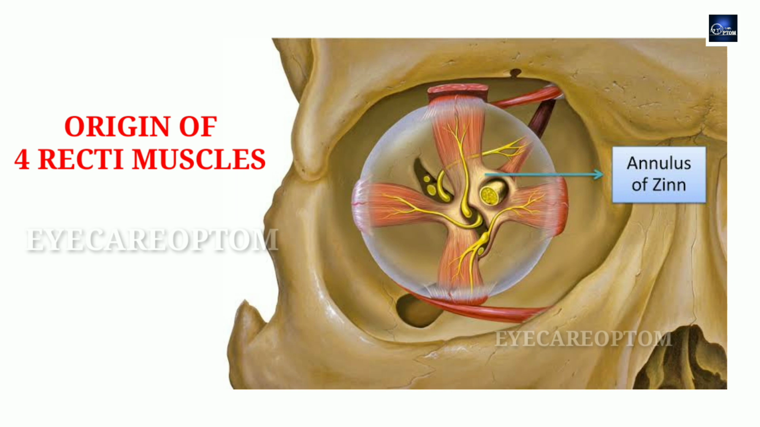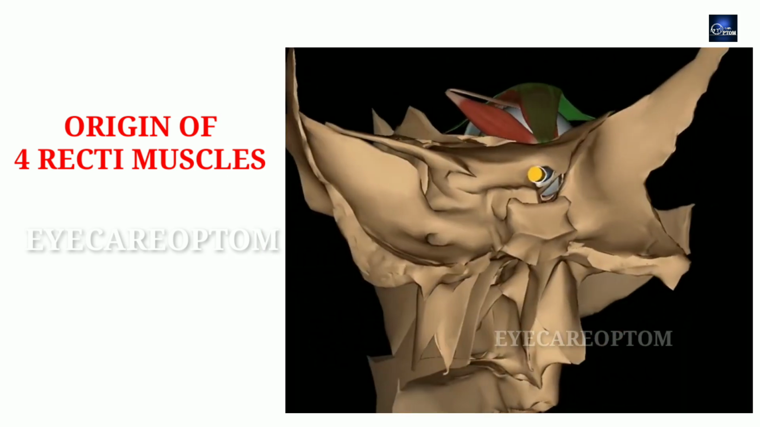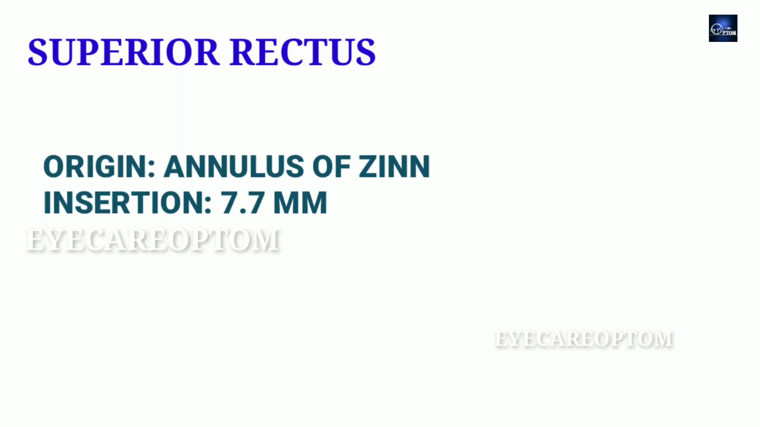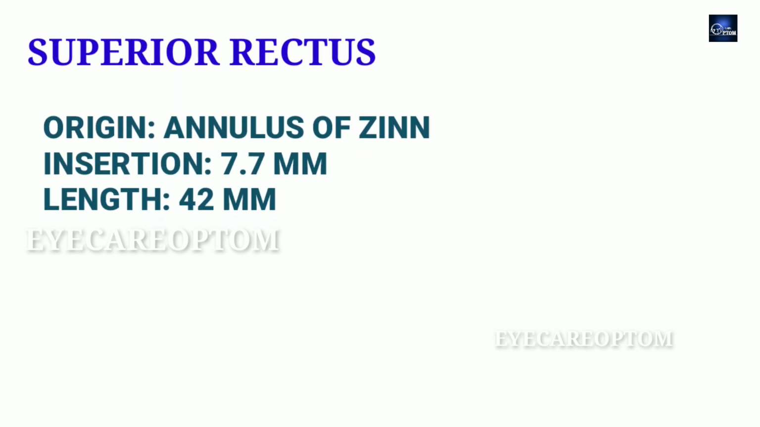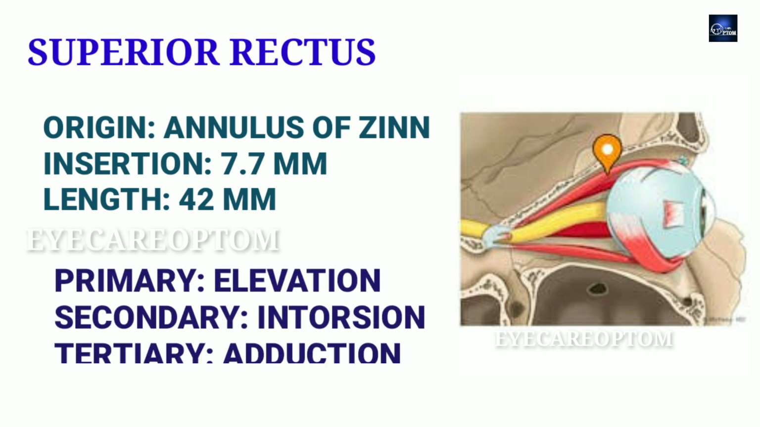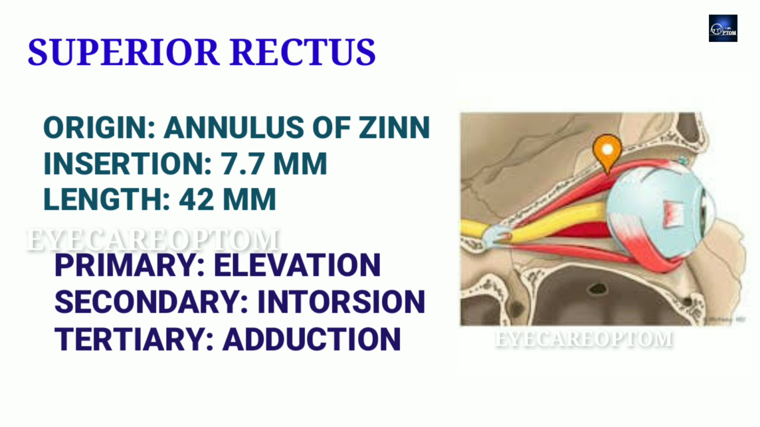These 4 recti muscles commonly originate from the place called the annulus of Zinn at the apex of the orbit, which looks oval in shape on cross section. Superior rectus muscle originates from the superior part of the annulus of Zinn and inserts into the sclera approximately 7.7 mm from the limbus. Total length of the superior rectus muscle is 42 mm. The actions of this muscle: primary action is elevation, secondary intorsion and tertiary adduction.